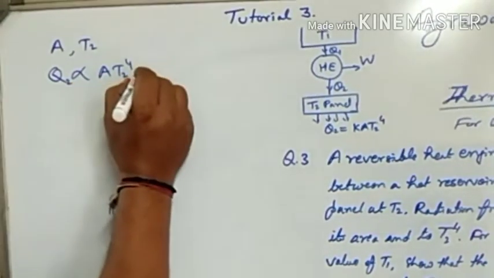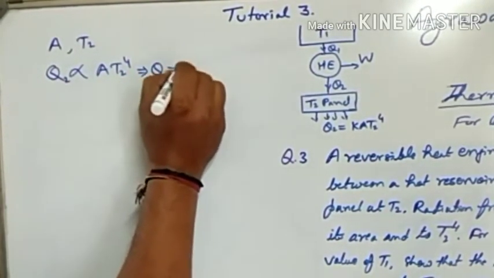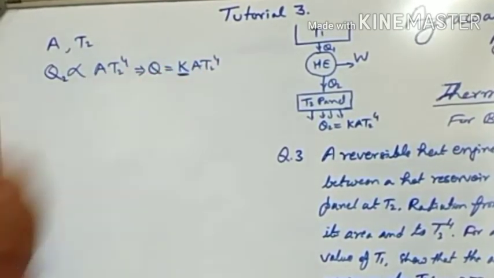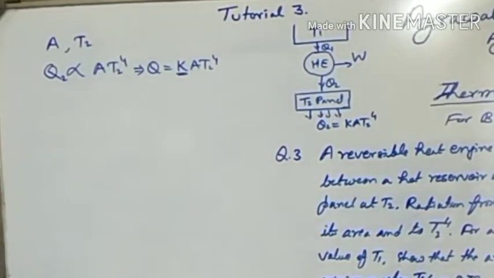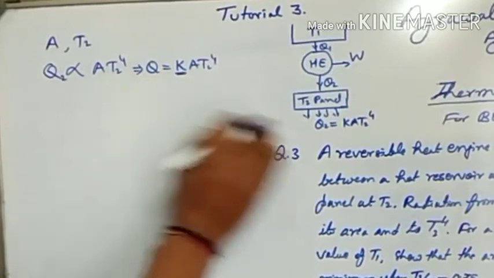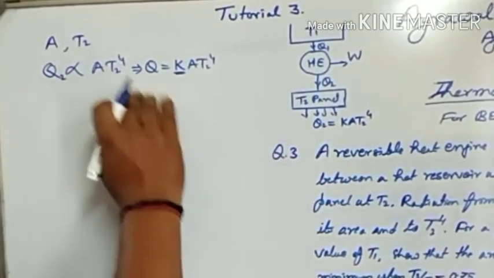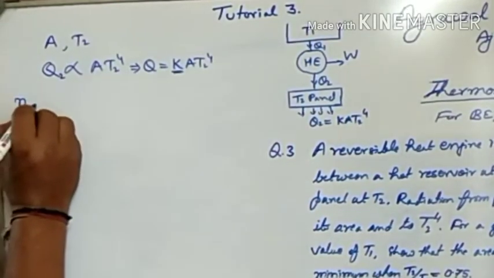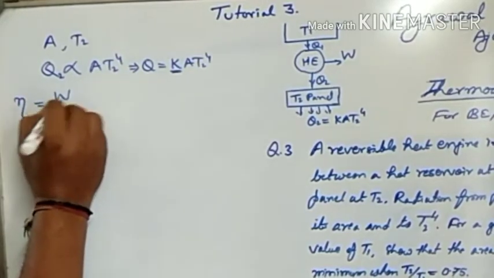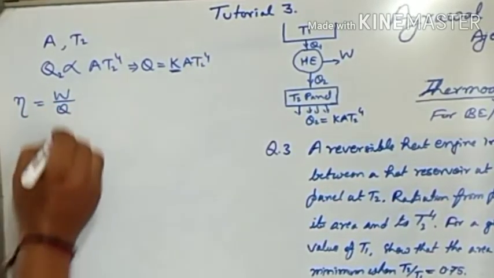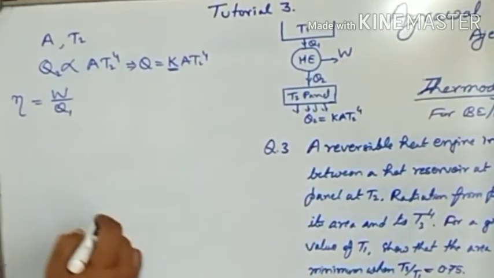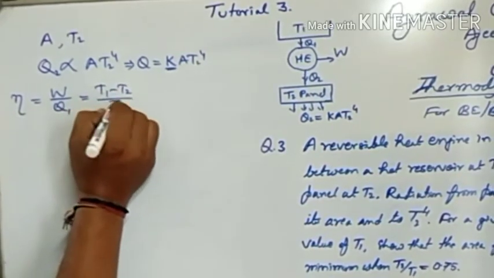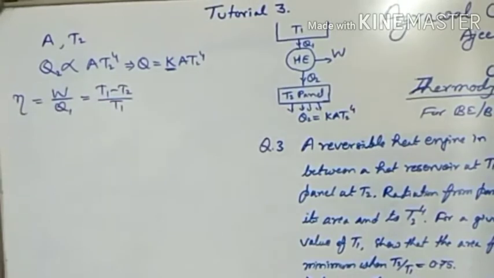So we can say that Q is equal to K A T to the power 4, if we put K as the proportionality constant. So this is the amount of heat radiated by the panel, and that is the same amount of heat rejected by this heat engine. So the efficiency of the heat engine we know as W upon Q, and if we are considering this as a reversible engine, as it is given, it will be equal to T1 minus T2 upon T1. This is the efficiency of the reversible heat engine.